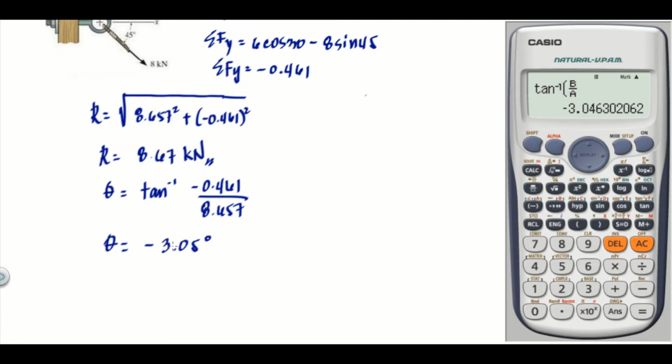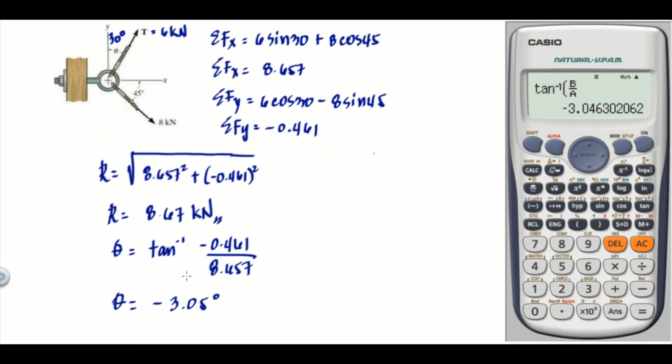So bakit negative? So measured clockwise from X, no? So andito. Kung andito yung ating resultant, lagyan natin ng, kunyari nandyan, no? So this is the resultant. Then yung degrees na 3.05 degrees. So measured clockwise from positive X. Pababa, no? So ayan, that is 3.05. Kaya may minus.